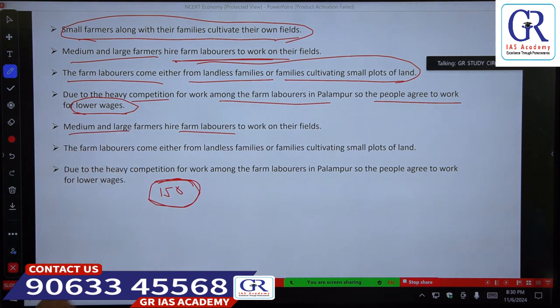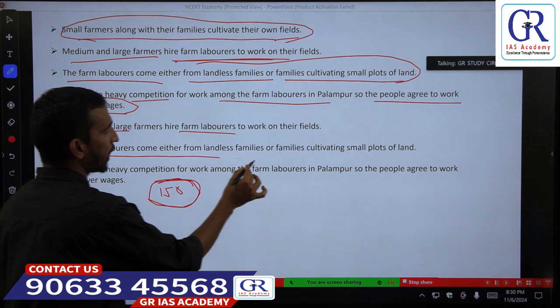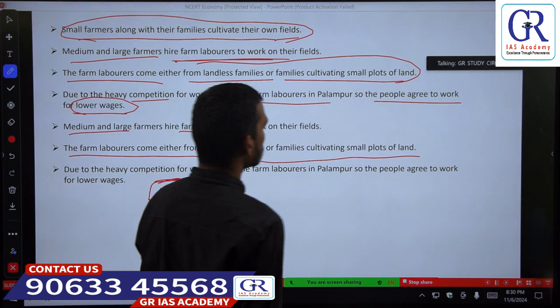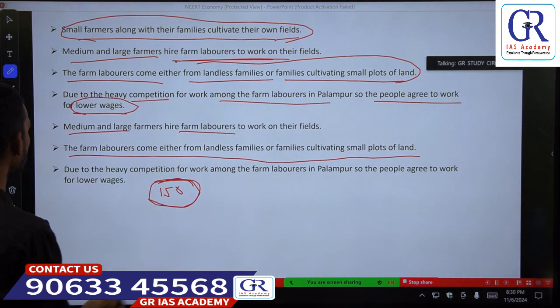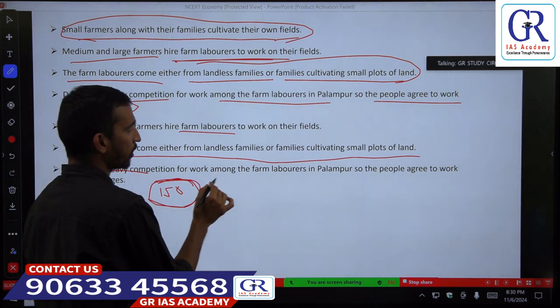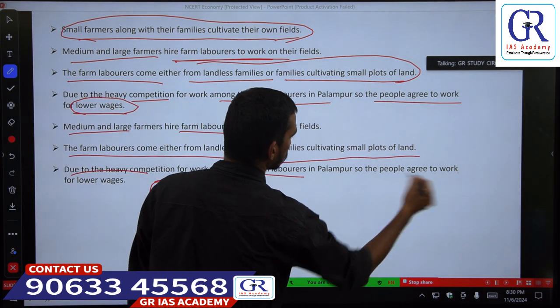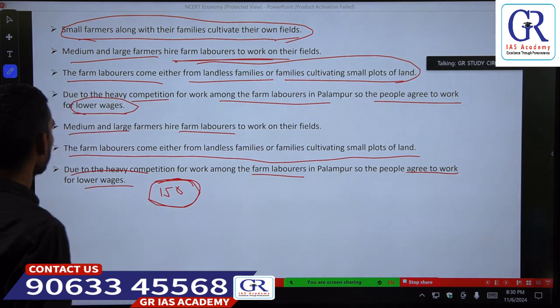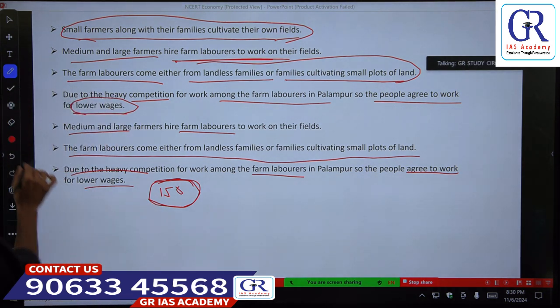These medium and large farmers are hiring farm laborers. The farm laborers come either from landless families or families cultivating small plots. The same thing was repeated here: due to heavy competition and the higher supply of farm laborers, the wage rate is very low.